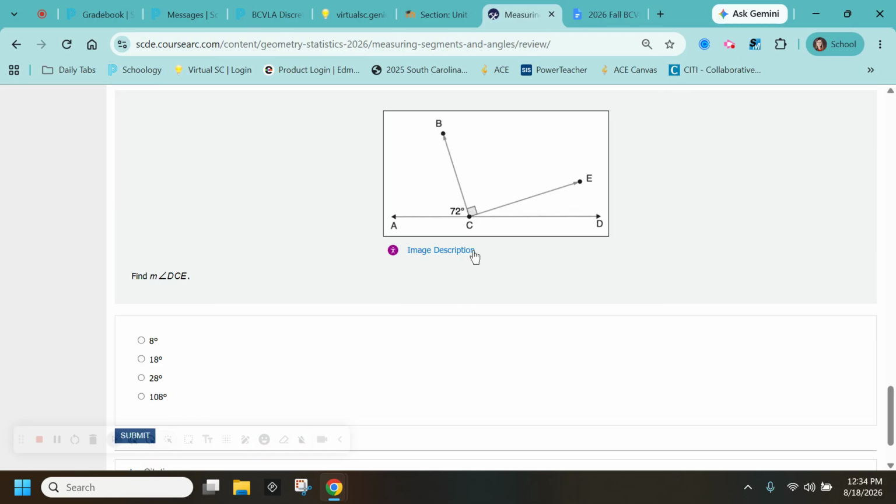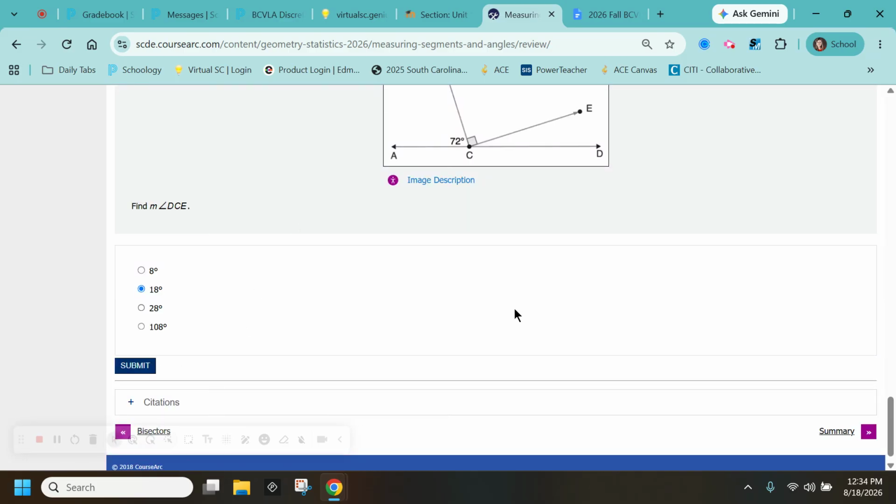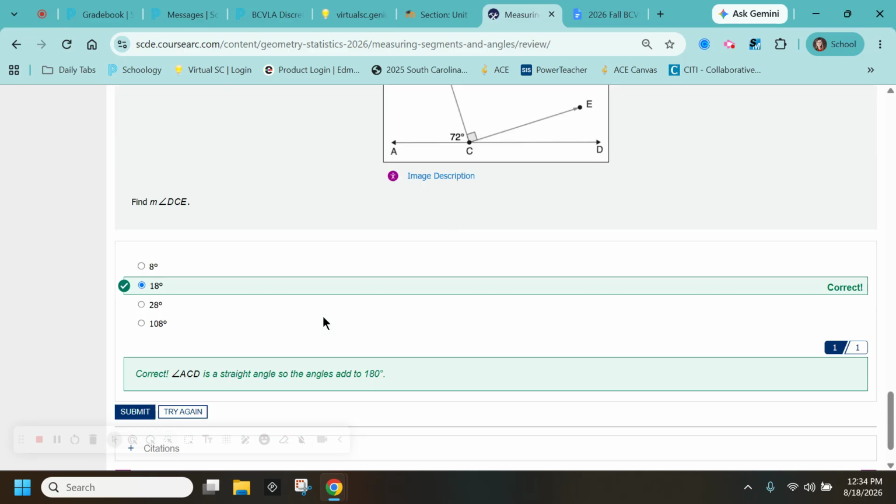And so we are finding angle DCE. We have a straight angle as ACD, so the whole thing has to be 180. We know that BCE is 90 because of this box right here. So we'll subtract that from 180. And then we know this piece is 72. So we'll subtract that. And we are left with 18 degrees. All three have to add up to 180. And that is it.